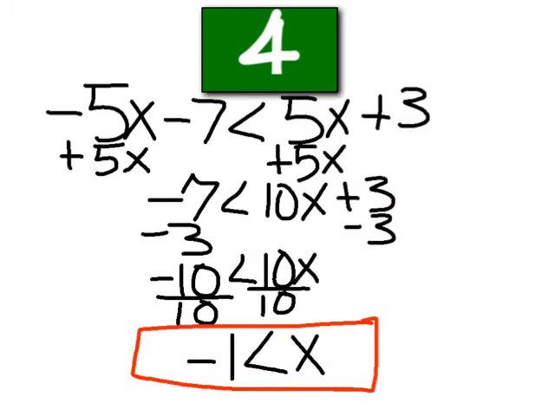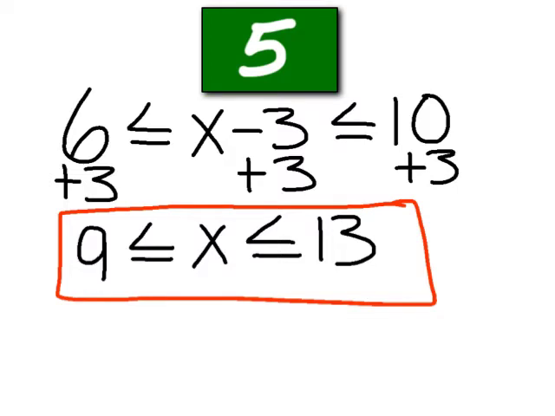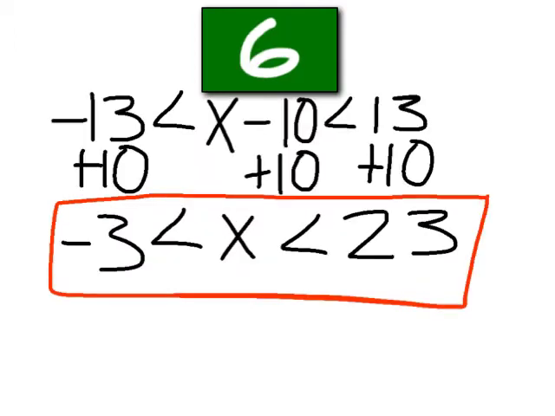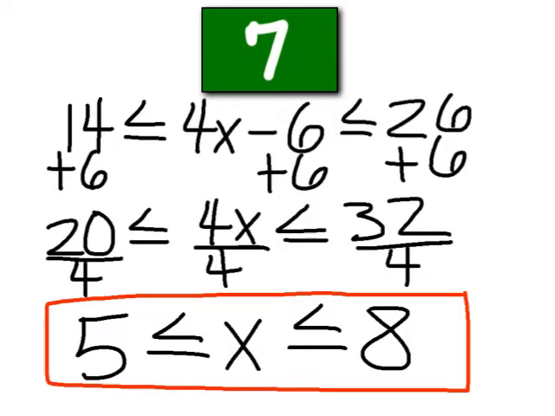4 is -1 less than x. You could also have x greater than -1. 5 is x greater than or equal to 9 and less than or equal to 13. 6 is x greater than -3 and less than 23. 7 is x greater than or equal to 5, less than or equal to 8.